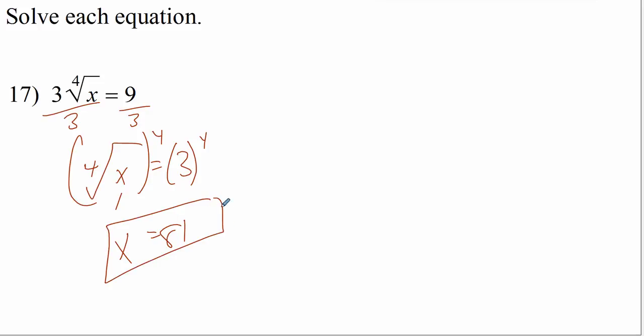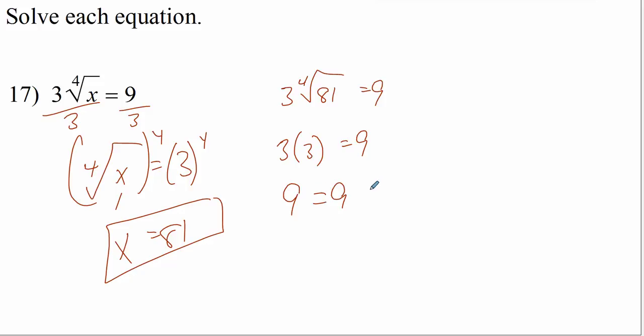So then I have to check this. So 3 times the 4th root of 81 equals 9. 3, and what's the 4th root of 81? That's 3, equals 9. Does this equal 9? Sure it does. 9 equals 9, so this is our answer. That is it. One more example and we're done.